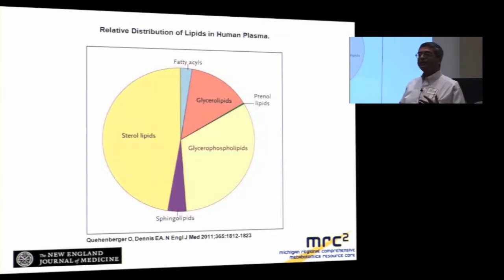In terms of lipids, you can actually have about 7 major classes of lipids in plasma. You have sterol-lipids, fatty acids, glycerolipids, glycerophospholipids, and sphingolipids, and a little bit of prenol-lipids as well.